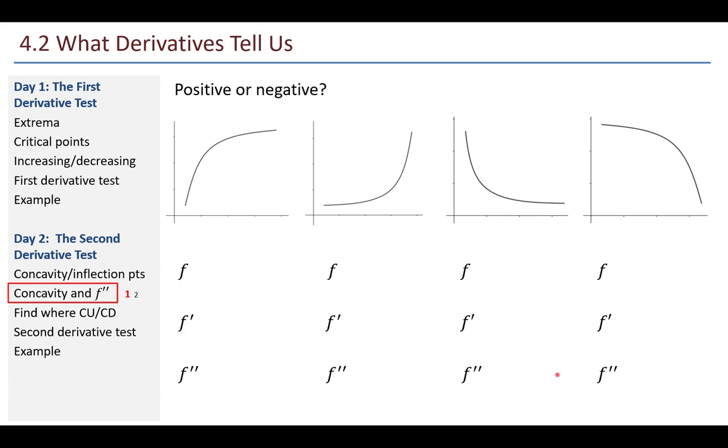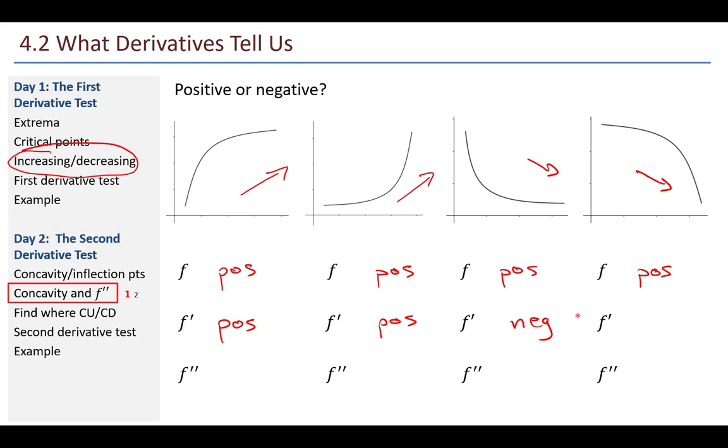The original function f for all of these is positive. That's because the graph lies above the x-axis in every case. Now what about the first derivative? The first derivative tells us increasing or decreasing. That was in a previous lesson. In the first 2 graphs, the function is increasing. In the second 2 graphs, the function is decreasing, and so now let's take the second derivative. What does the second derivative tell us about a graph? It tells us concave up or concave down.